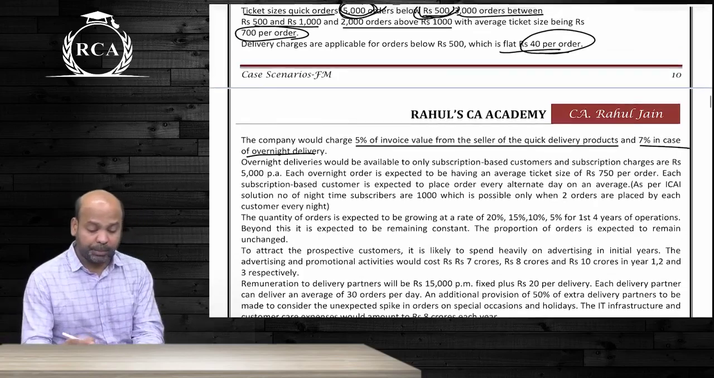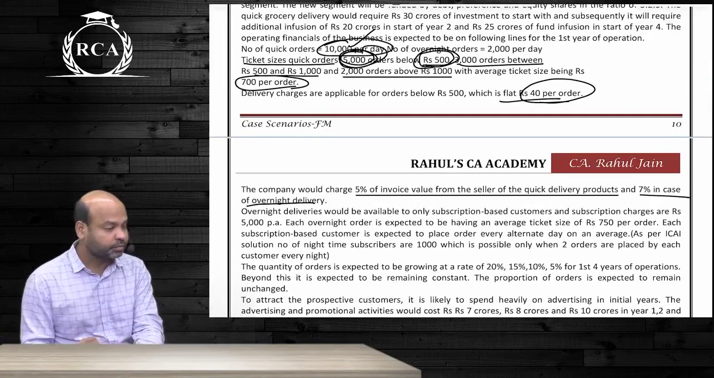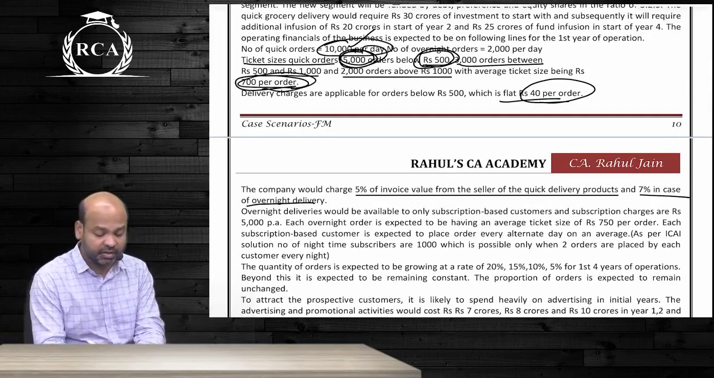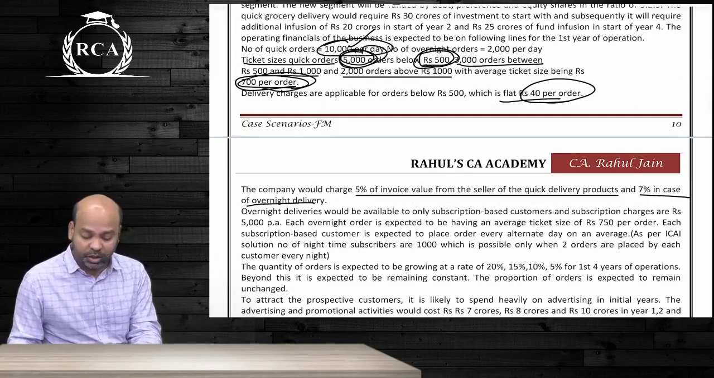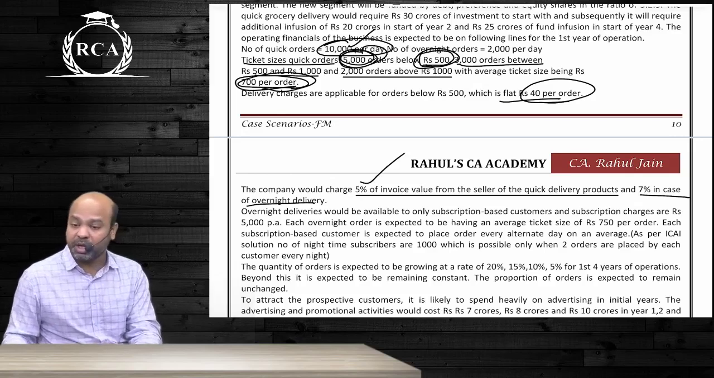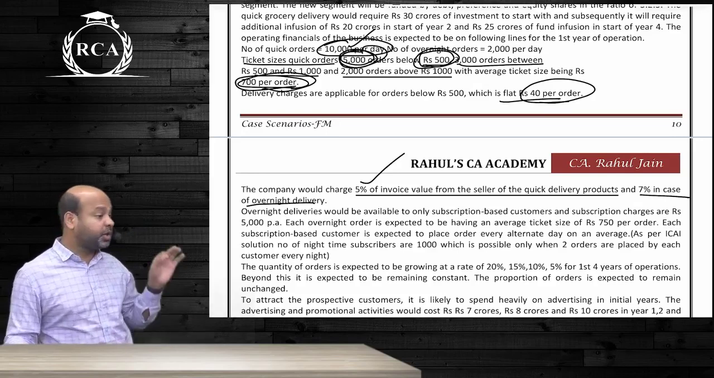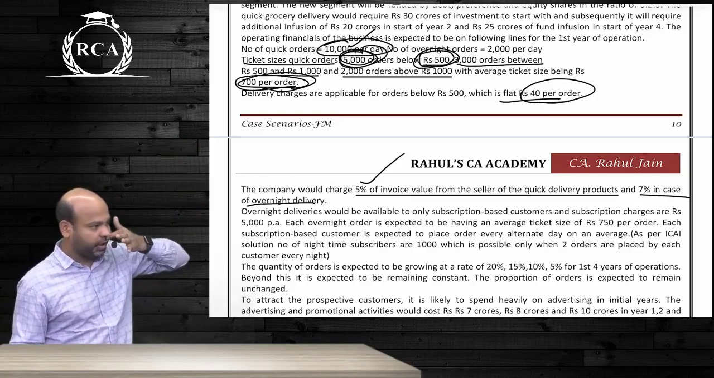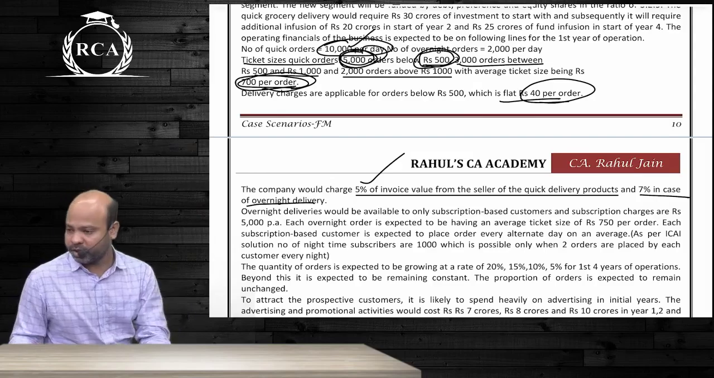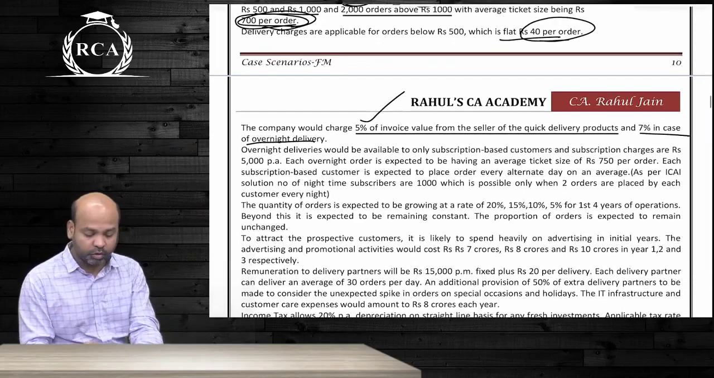So per day quick orders, how many? Average ticket size. 10,000 into 700, 5% of that is the commission income that you are going to get, guys. This is per day, into again 365 days. Are you getting the point, guys? Overnight orders we will come to that, don't worry.